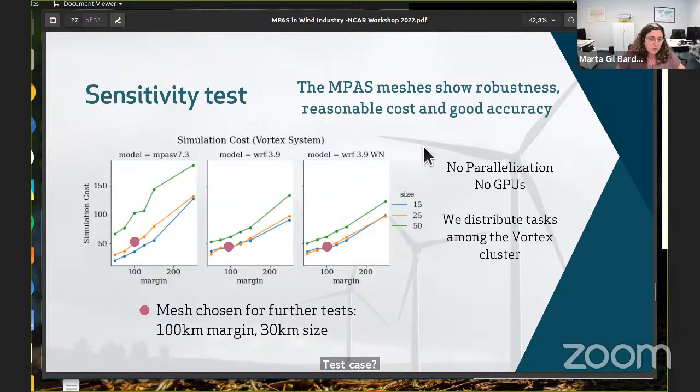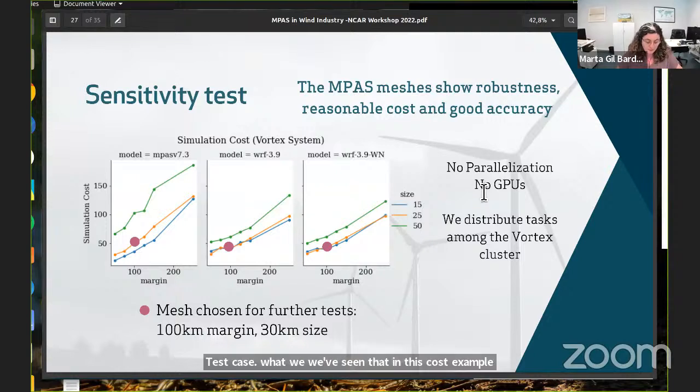What we've seen in this cost example here is that we are not using parallelization or GPUs. So we are only distributing the tasks by doing simulations daily instead of doing the full simulation.